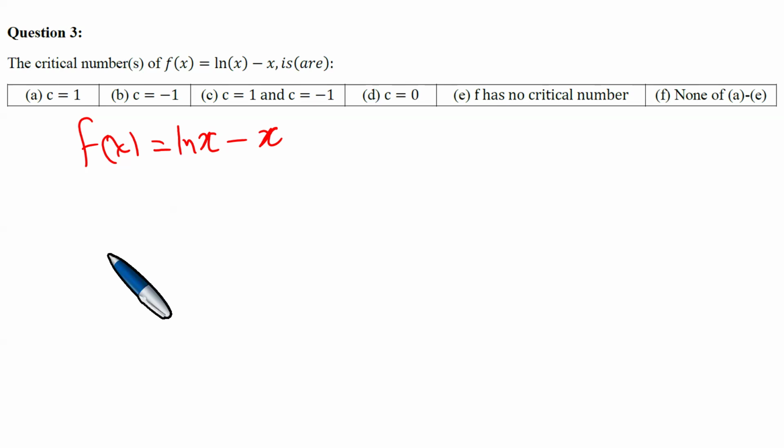What are the critical numbers of this function? What are the critical numbers of this particular function? What are the critical numbers of this particular function?